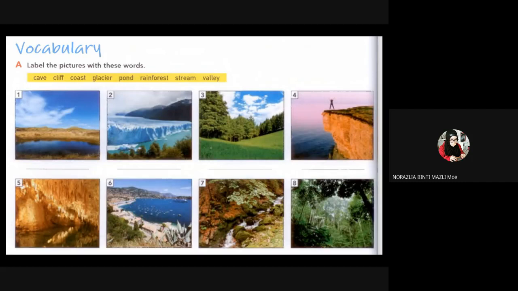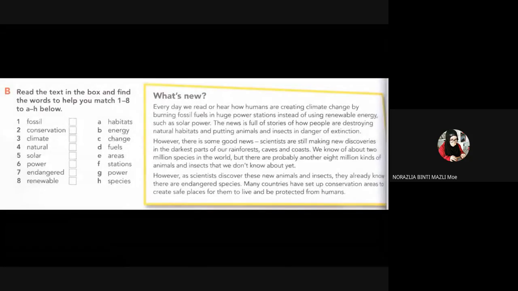Tapi jangan buat benda ni malam. Buat sekarang, sejam. Kalau buat malam, jadi homework. Buat sekarang, jadi tutorial task. Okay, the second thing you have to do would be B. Read the text in the box and find the words to help you match 1 to 8 to A to H below.